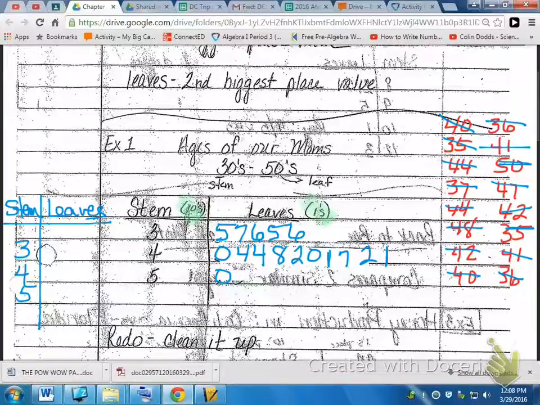To clean it up, what that means is you put the leaves in numerical order from least to greatest. So let's look at that stem of 3. I've got a 5, 7, 6, 5, 6. What should I write so that those are listed in order from least to greatest, Shyla? You would put 5, 5. You don't put commas in them. 6, 6, and then 7. So 5, 5, 6, 6, 7. Okay, so that took care of that.